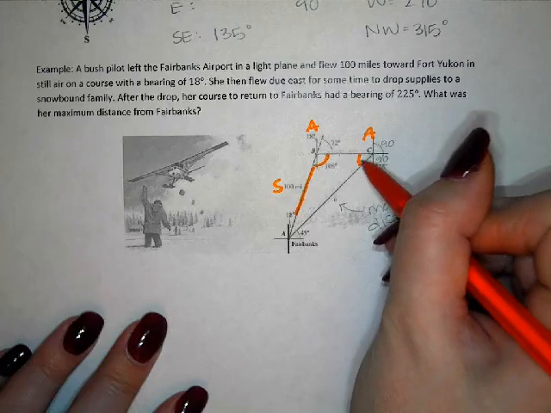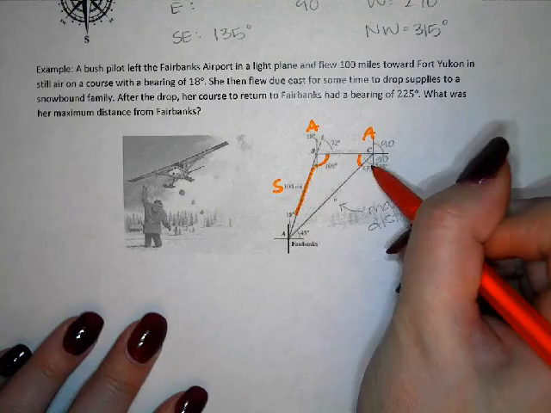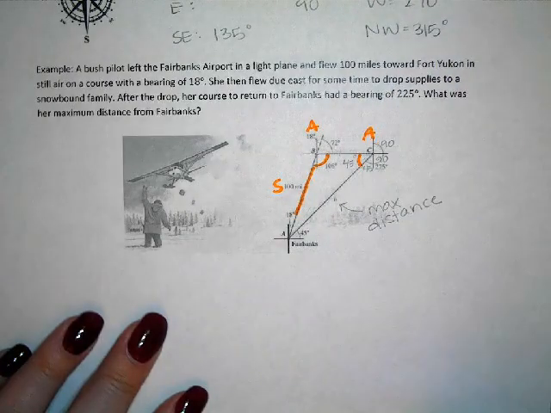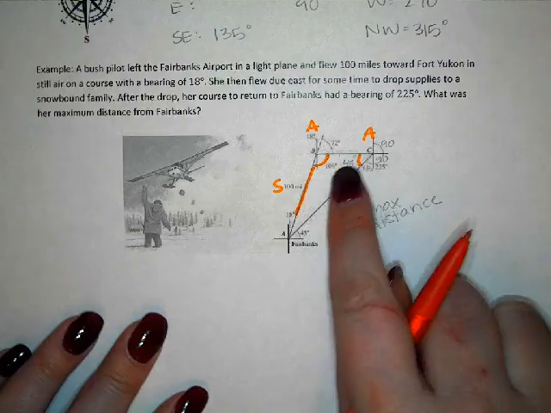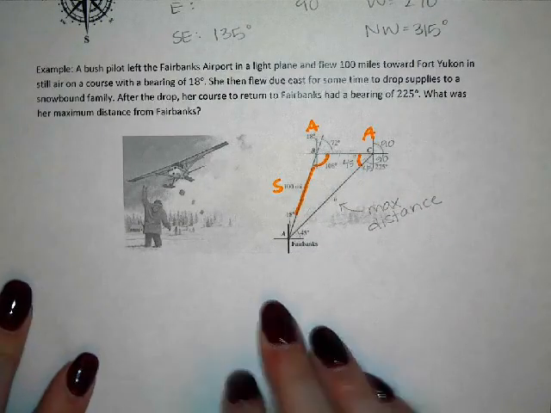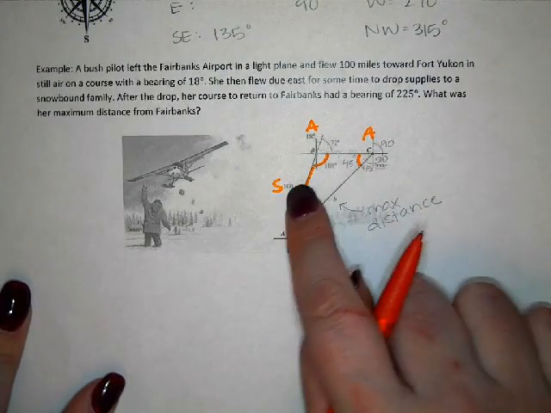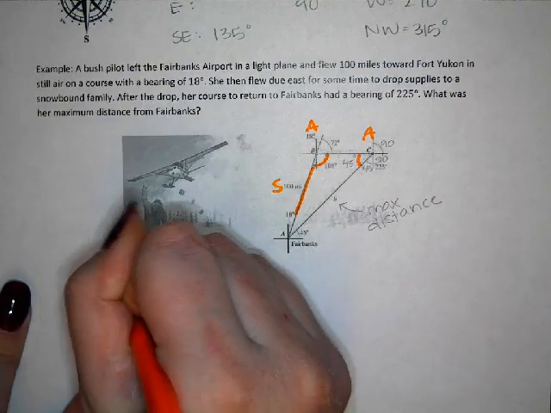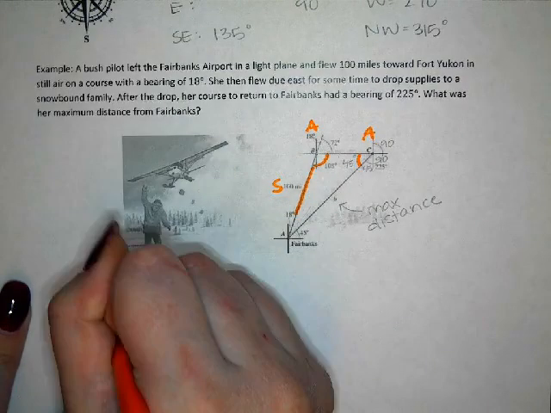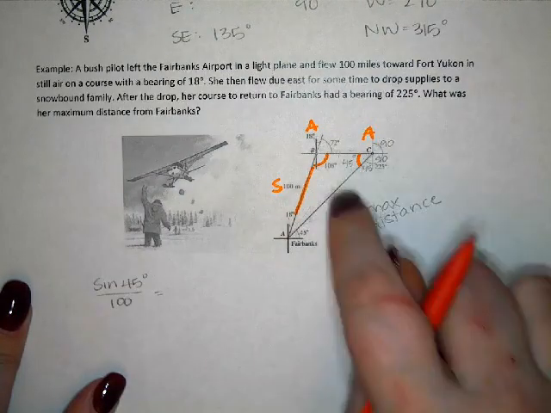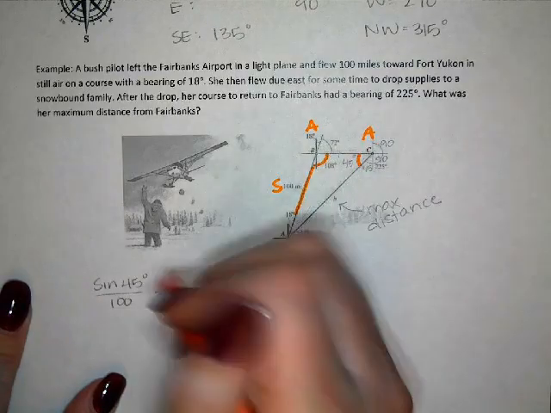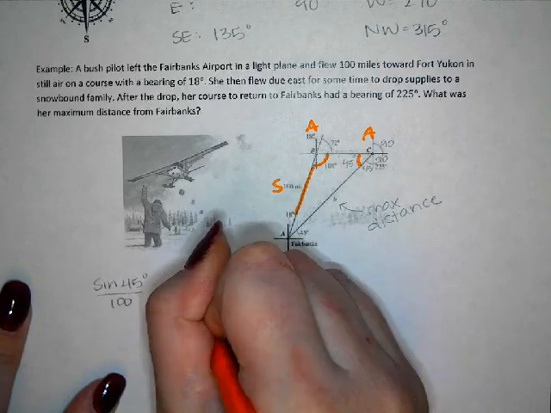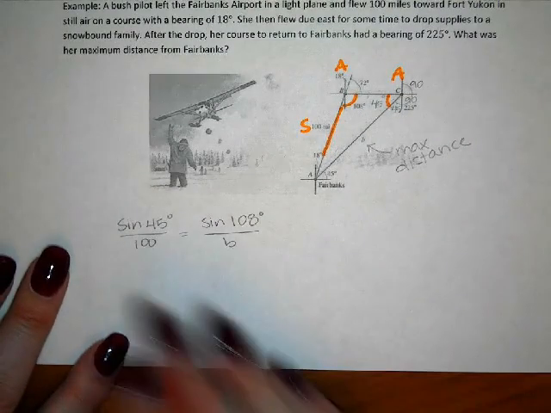So here's my pair, sine 45 and 100, equals sine of 108 over the side that we're solving for. And to solve this, I'm going to go ahead and cross multiply. So 100 times sine of 108 equals b times sine of 45. And to solve for b, I'm going to divide by sine of 45.